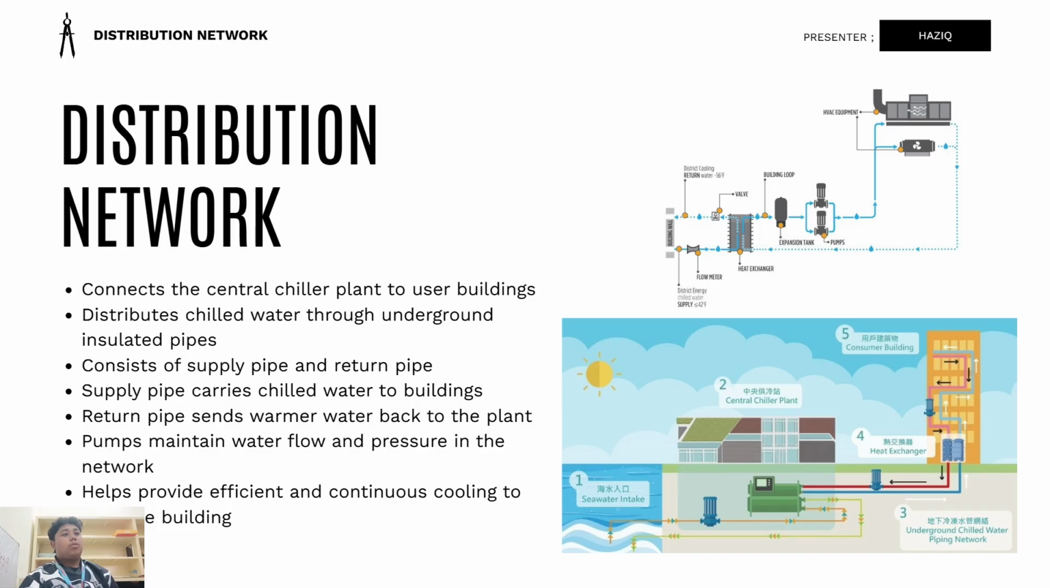Normally, this network consists of underground insulated pipelines, including a supply pipe and a return pipe. The supply pipe carries chilled water to the building, while the return pipe brings back water that has absorbed heat from the building cooling system. Pumps are used to maintain the water flow and pressure through the network. A good distribution network ensures reliable cooling, reduces energy losses, and allows one central plant to serve many buildings efficiently.